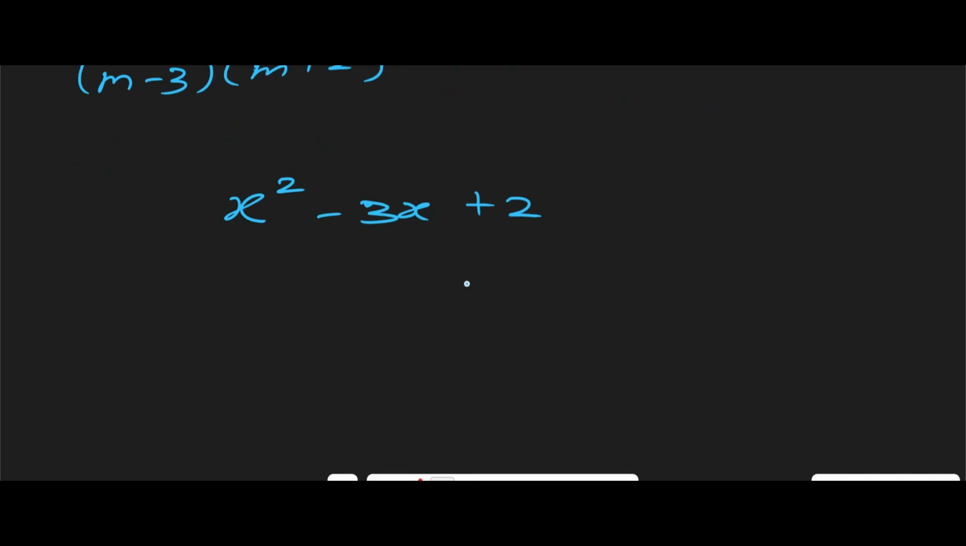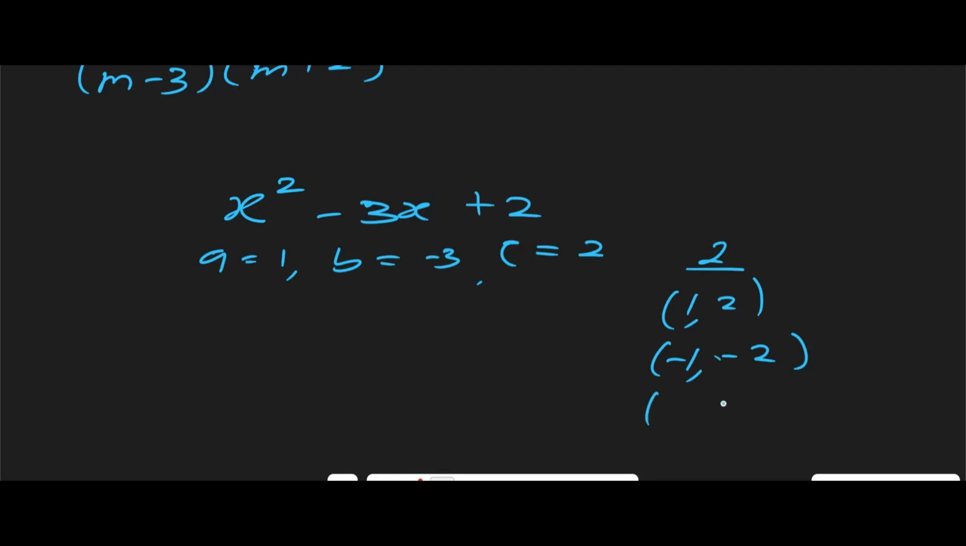Okay, so let's factorize. So in this case, a is equal to 1, b is equal to -3, and then c is equal to 2. So as usual, I'm going to multiply c by a, and when you multiply c by a, that will give me 2. So let's look for the factors of 2 in pairs. So 1, 2 will give me 2. -1, -2 can also give me 2. Let's look for the suitable pair.